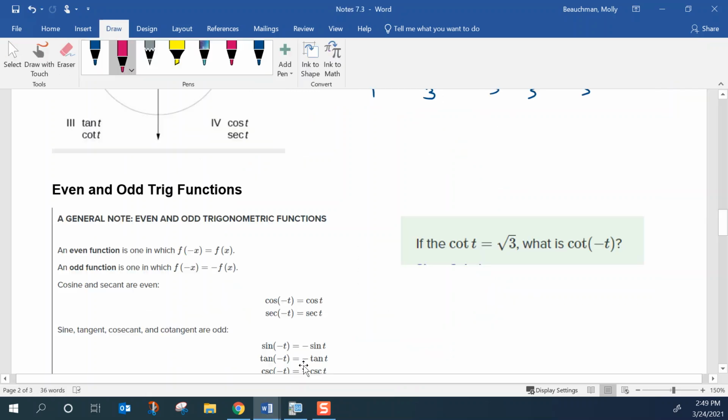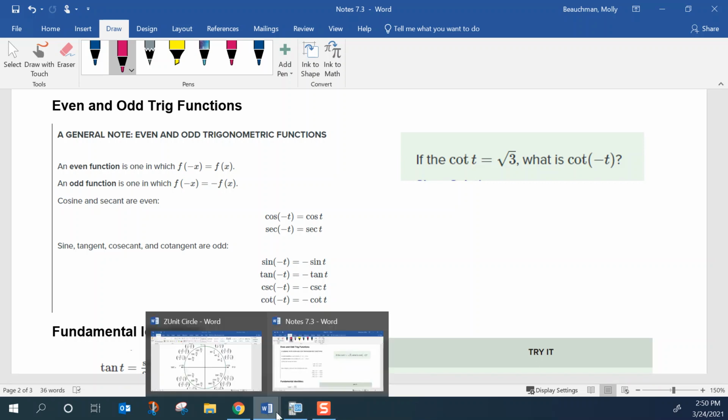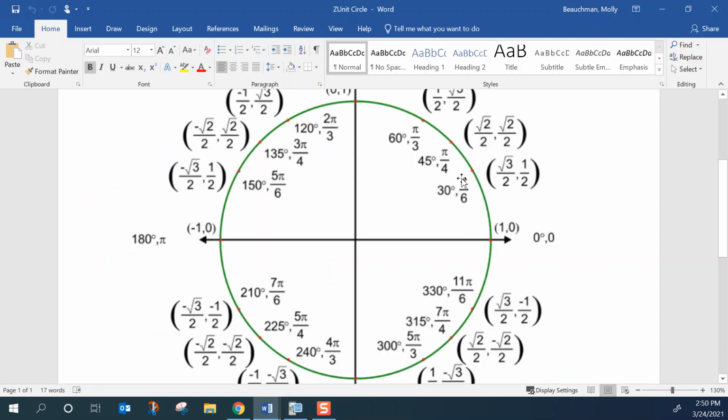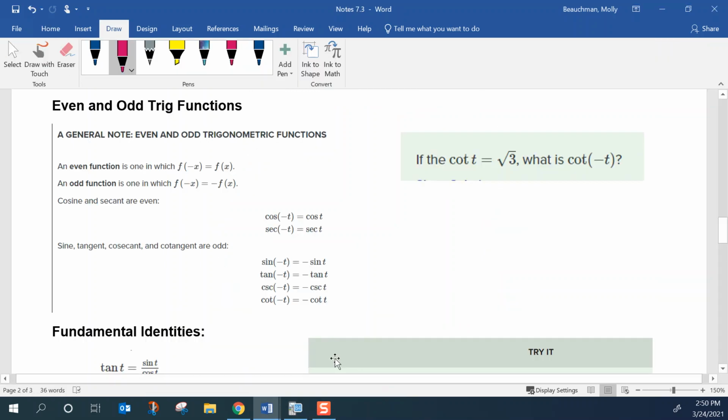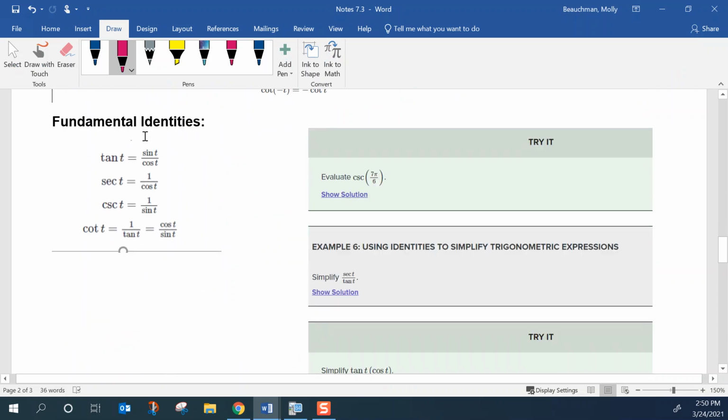The other functions are odd functions. All of the other functions are odd. If you rotate negative for sine, you're going to get a negative value for sine. Same for tangent, cosecant, and cotangent. So if you look on the unit circle, for the sine, if I rotate pi over 6, the sine is a half. If I rotate negative pi over 6, the sine is negative a half. The sign is opposite.